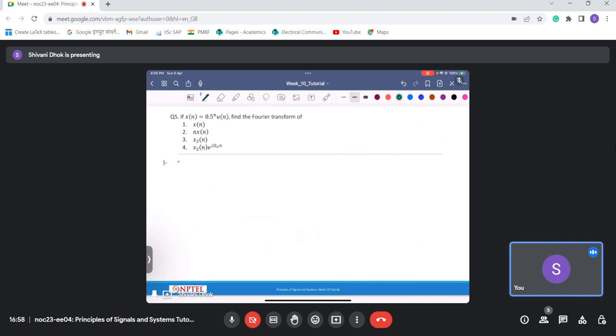So it says that this x[n] is equal to 0.5 to the power n u[n], and we need to find its DTFT, which is X of omega equal to summation n running from minus infinity to infinity x[n] into e power minus j omega n. This is equal to summation n equal to 0 to infinity, since it is u[n], so I can just change the limits to 0 to infinity, 0.5 to the power n e power minus j omega n. This I can write as summation n equal to 0 to infinity of (0.5 e power minus j omega) whole to the power n.